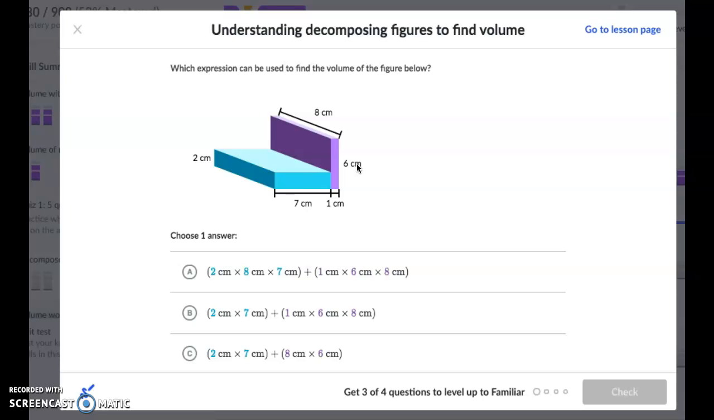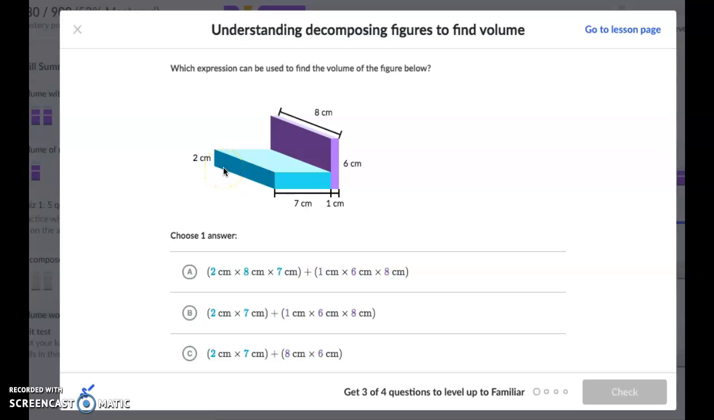So the first thing I'm going to look at is the blue here. It's nice down here they have the blue numbers in blue. So the volume of our blue figure: to do that, we're going to have to do volume equals length times width times height. So our length is 7, and then our width, that's where it gets a little bit tricky, because they didn't label the width on the blue.